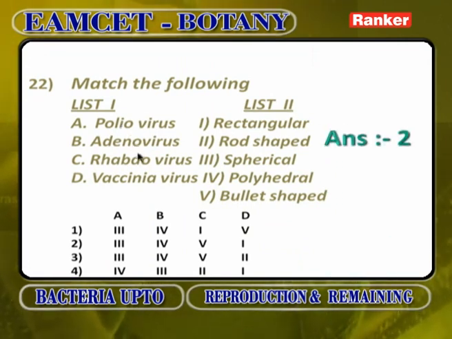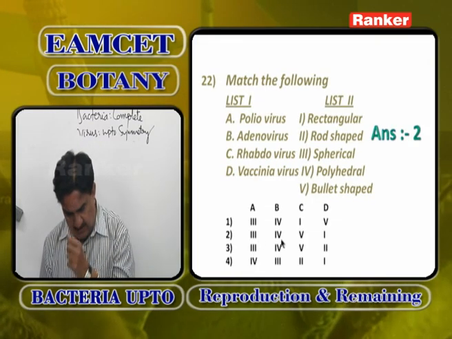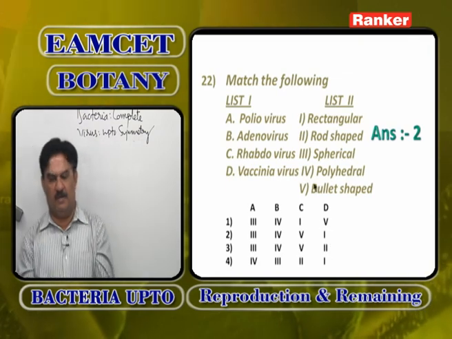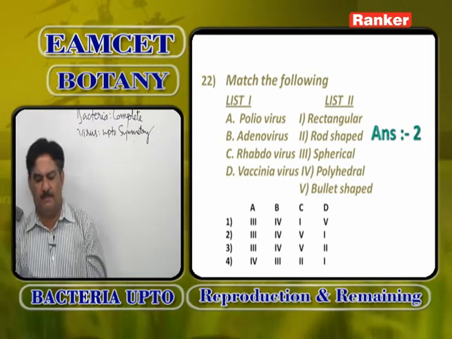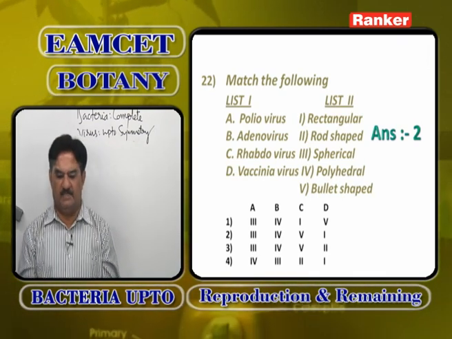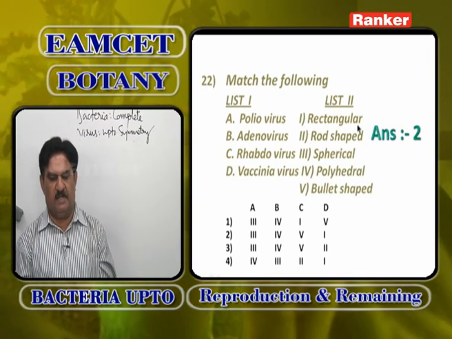Poliovirus, adenovirus, rhabdovirus, vaccinia virus. This matching is according to the shapes. Poliovirus is spherical, 3. Adenovirus is polyhedral, 4. Rhabdovirus is bullet shaped, 5. Vaccinia virus is rectangular, 1. So, A3, B4, C5, D1. Poliovirus is always spheroidal. Adenovirus is always polyhedral. Rhabdovirus is always bullet shaped. Vaccinia virus is always rectangular. So, answer is 2.